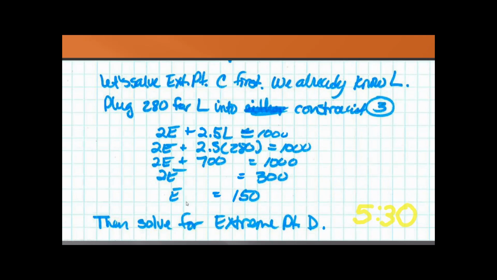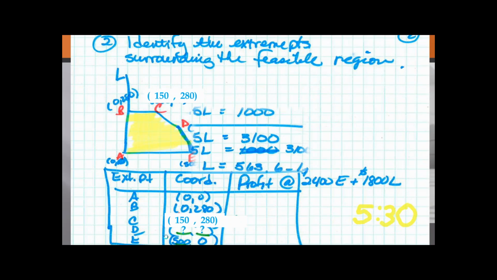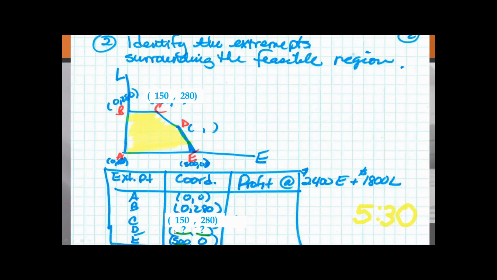Okay, so now we're ready to solve for extreme point D. Since we know this, because that's 150, and E, the only thing we don't know is D. Let's calculate that. Oh yeah, I wrote that in, 150 and 280. So the only thing left now to do is D.